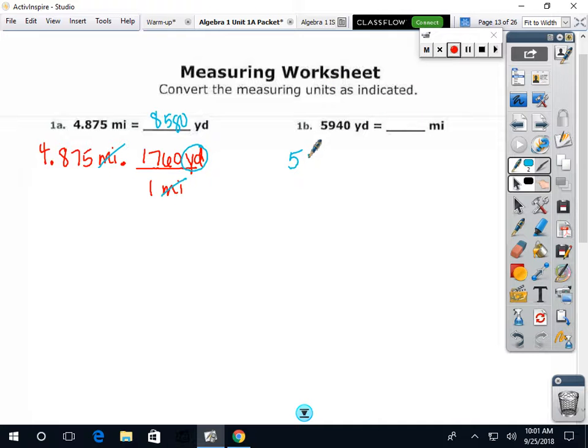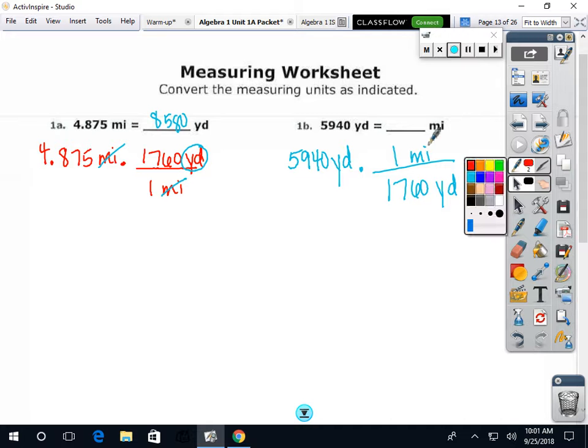We have 5,940 yards, and we're taking that to miles. Well, we just used that same thing. We know that 1,760 yards is 1 mile. So now I'm finished with the chain. I crossed out the yards, and now I just have 5,940 on top divided by 1,760 on bottom, and that's 3.375 miles. And you can leave it like that because this is not one that makes you write out the leftover yards. Okay? You need to work on 2 through 5 on both sides.